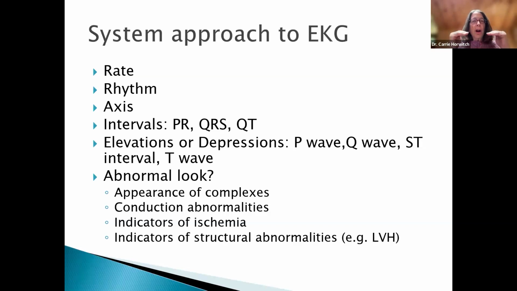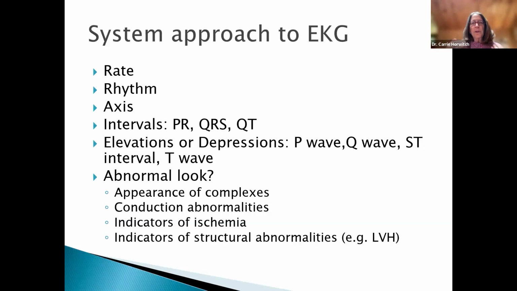Then we're going to look for, are there elevations or depressions? And again, we will look at the P wave. Is the P wave up? Is it down? Is there a deep Q wave that shouldn't be there? The ST elevation or depression, and then the T wave, is it up or is it down? And then we kind of say, well, is there anything else? That's sort of like, it just looks funny. I see P waves and QRS, but they kind of look funny. They don't all look the same. So that's what we would call the other or the abnormal.